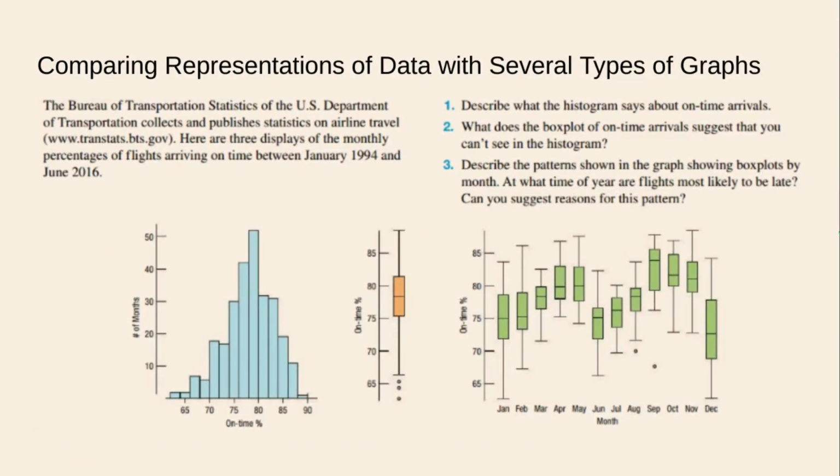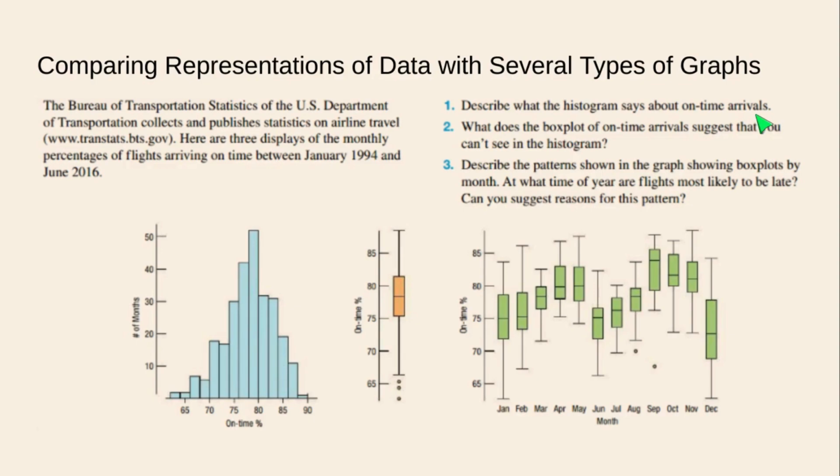Okay, now we're going to talk about travel. Here we go. The Bureau of Transportation Statistics of the U.S. Department of Transportation collects and publishes statistics on airline travel, right? Here are the three displays of the monthly percentages of flights arriving on time between January 1994 and June 2016. Okay, so first question, describe what the histogram says about on-time arrivals.